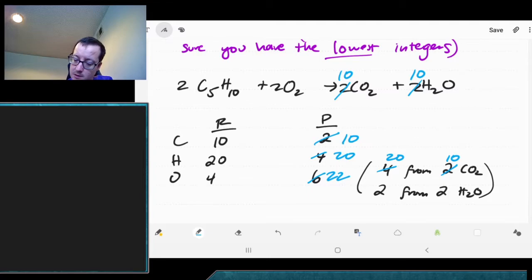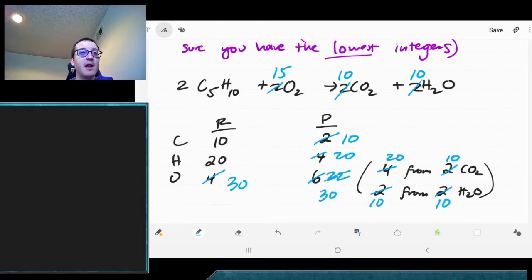By doing so, we now have 30 oxygens overall. And so if we want 30 oxygens, we just need to have 15 of the oxygen gas. That'll give us our 30 oxygens, and we're done.